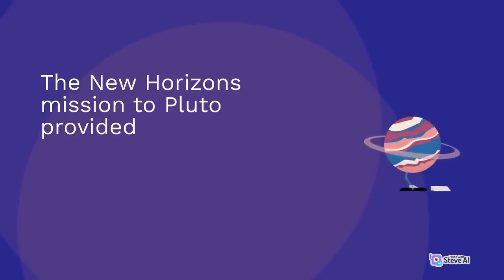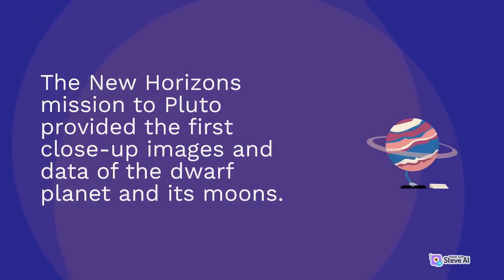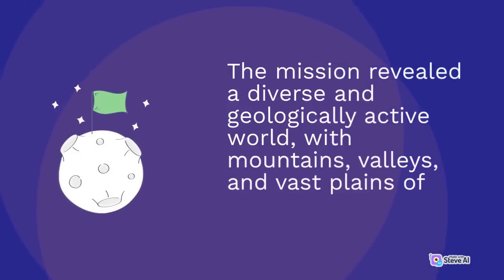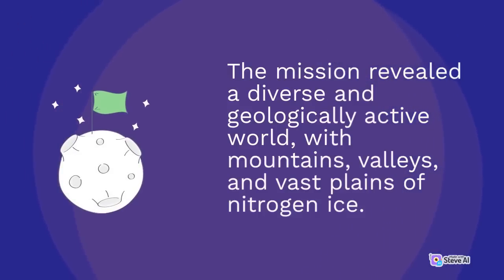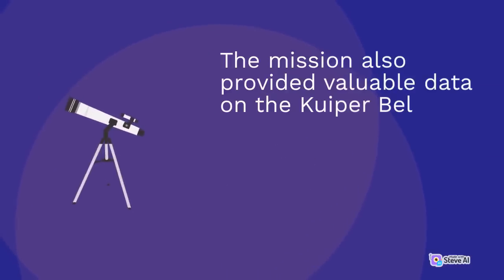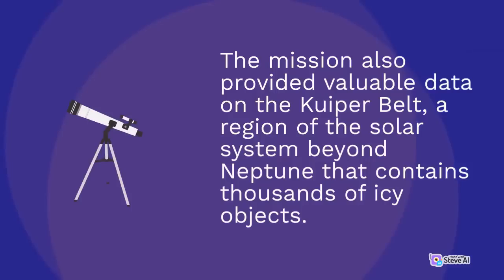The New Horizons mission to Pluto provided the first close-up images and data of the dwarf planet and its moons. The mission revealed a diverse and geologically active world, with mountains, valleys, and vast plains of nitrogen ice. The mission also provided valuable data on the Kuiper Belt, a region of the solar system beyond Neptune that contains thousands of icy objects.